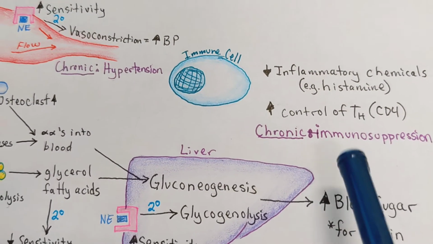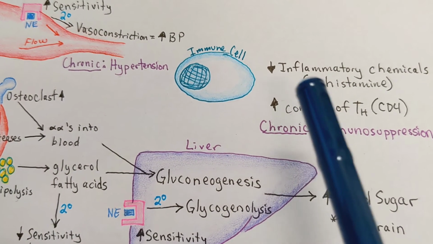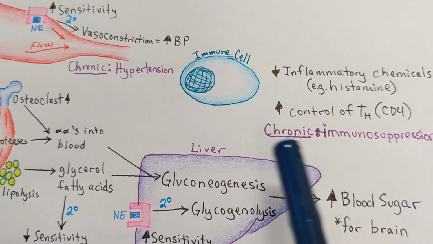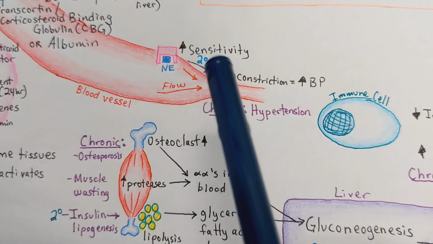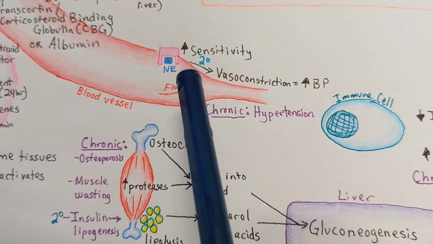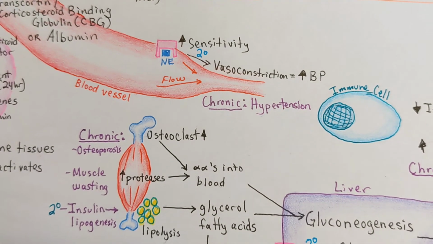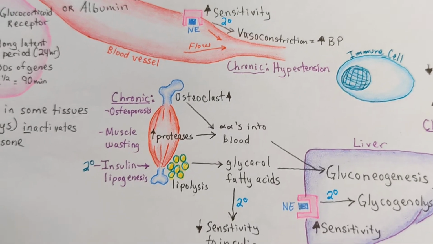Okay. If you continue to suppress your immune system, right, therefore sacrificing this function for this function here, this leads to immunosuppression. And finally, if you are continually vasoconstricting, this can lead to hypertension and all of the other risks that are associated with hypertension.